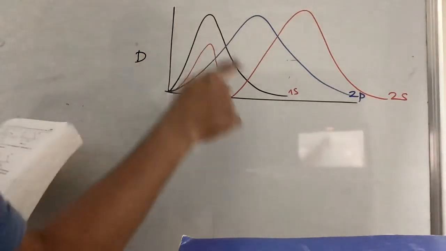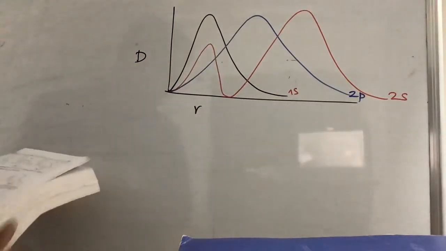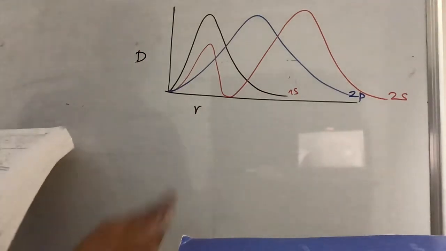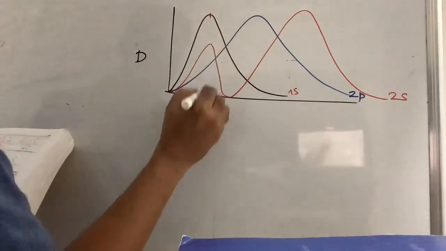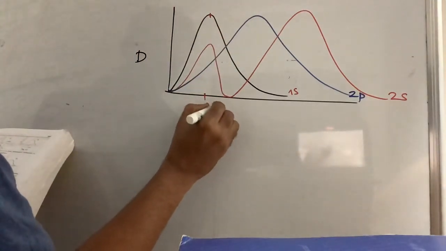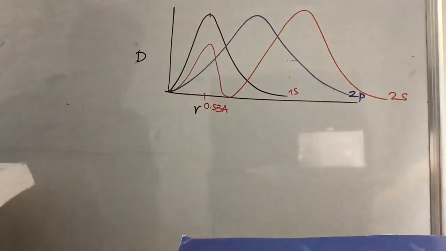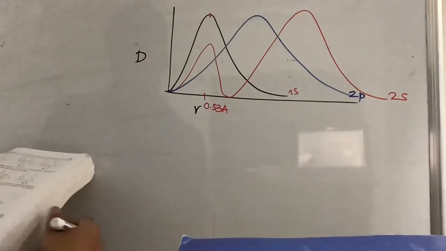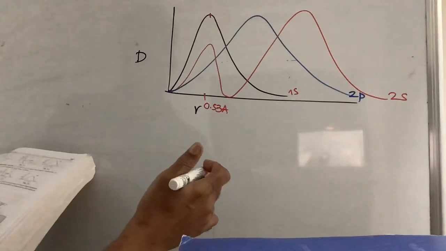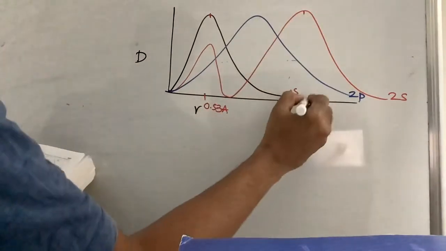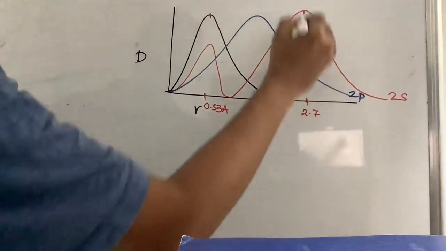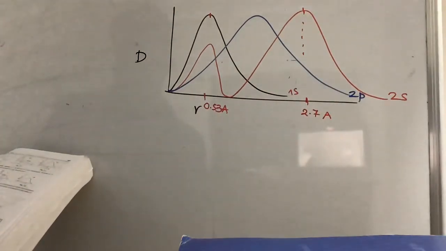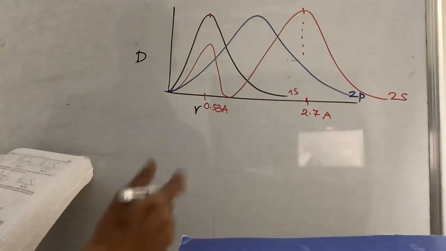The black color line that I have shown here is for the 1s orbital. For the 1s orbital, this is the maximum point, and that maximum point is at 0.53 angstrom. For the 2s orbital, the maximum point is at 2.7 angstrom. And for the 2p orbital, the maximum you can see is at 2.1 angstrom.